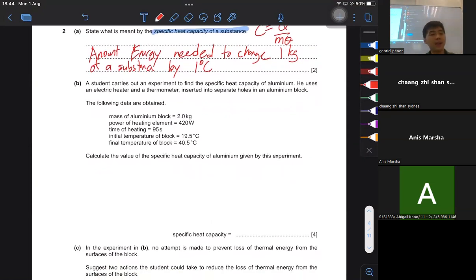Okay, then finally, the next part here, you're supposed to calculate the specific capacity, guys. Anyone still finding it hard to find 950 joules per kg degree Celsius now? Anyone cannot find this, please raise up your hand now, including those who are online.